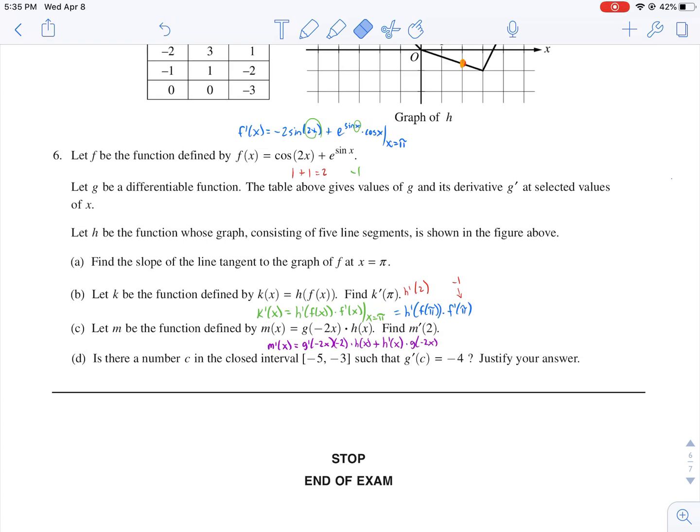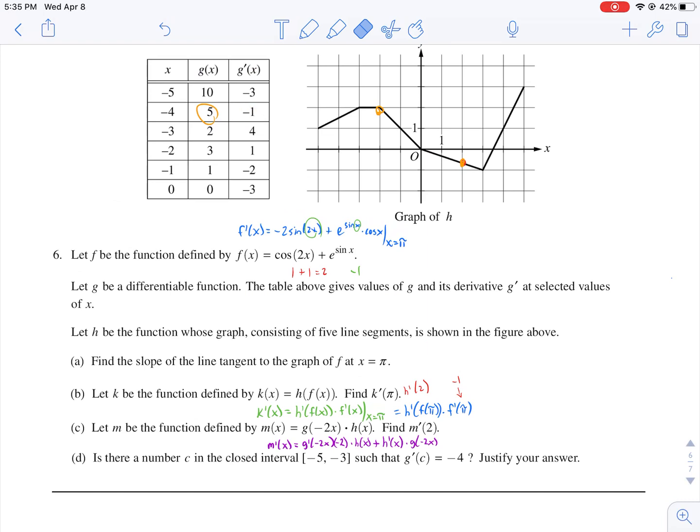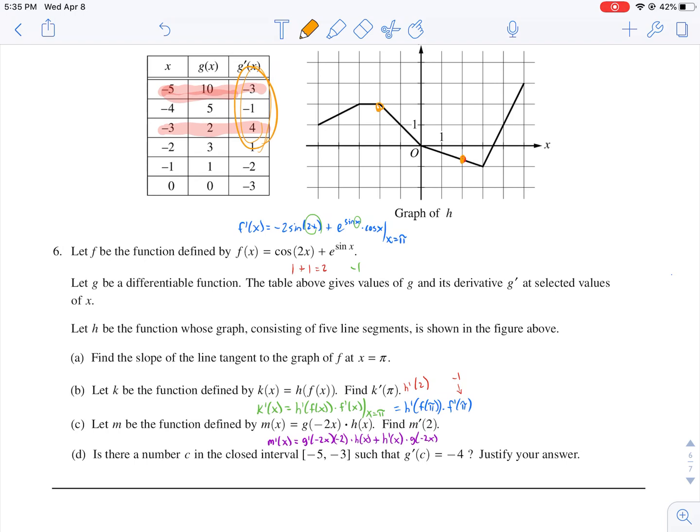All right, and then finally, is there a number c such that g prime of c equals negative 4? Now, since we have values of g prime, it is potentially possible to use the intermediate value theorem here. All we would look for is, between negative 5 and negative 3, if the g prime value ever changes from a number less than negative 4 to a number bigger than negative 4. And on these given values, it never happens. That doesn't mean it doesn't happen, because there's infinitely many values in between that are unaccounted for. It just means we can't use the intermediate value theorem to determine it.